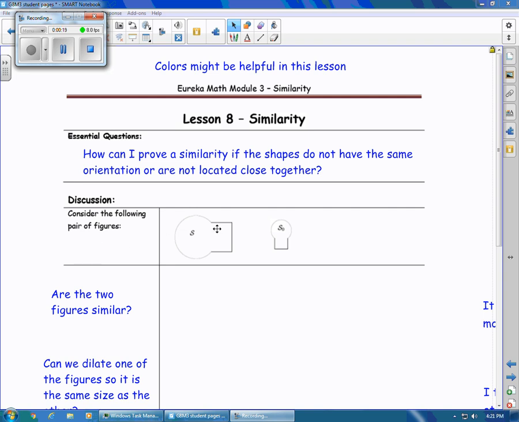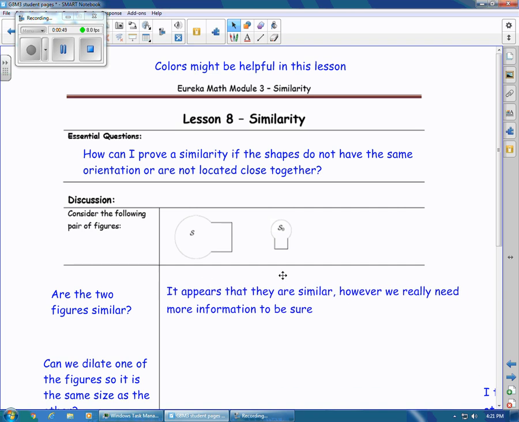So we have some figures here. We have S and we have S sub O. And we're looking at it and the question is asking, are these two figures similar? And it appears that they are. I would have to get some measuring tools and perhaps check the diameter of the circle part and check the length of the flat edges and see if we can come up with a scale factor. But just by eyeballing it for the sake of our discussion, I'm going to say it appears that they are similar, but we really need more information to be sure. We need some given information, maybe about some segment lengths or something like that.